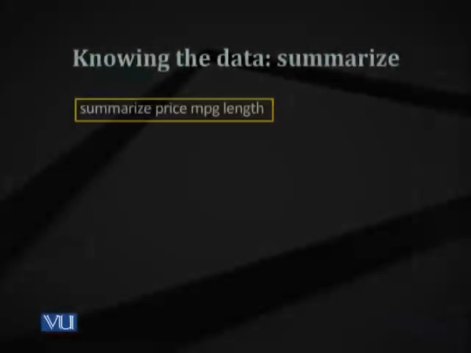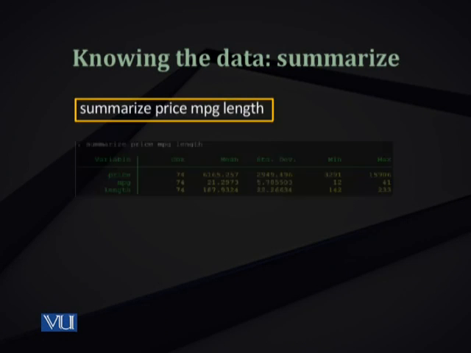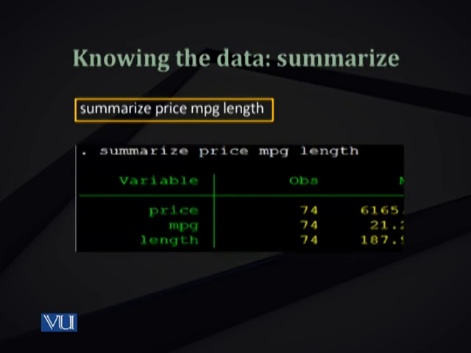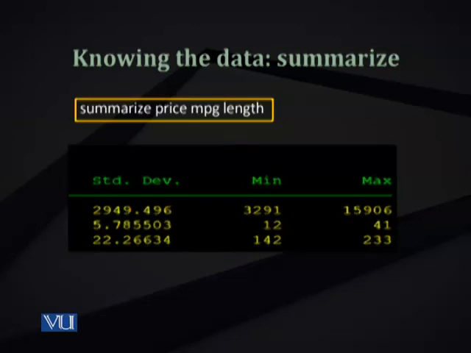If the variable names are short, just type them. If they are long or you may misspell them, they are not familiar, just click on the arrow that appears on the left of the variable name in the variable window. It will be automatically typed and a space will also be inserted after every variable name when you click the next variable name. So the result of price, MPG, length summary is given here. You have the same summary statistics, observations, mean, standard deviation, minimum and maximum values for only the variables that you specified.